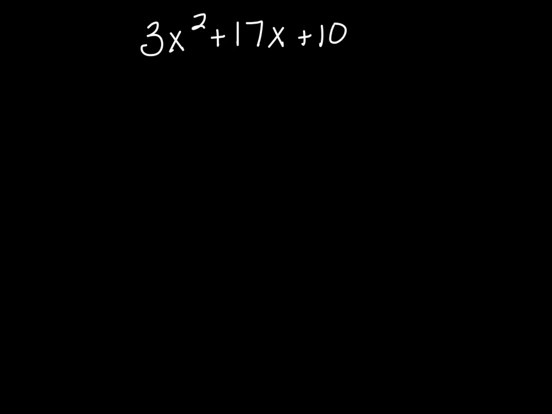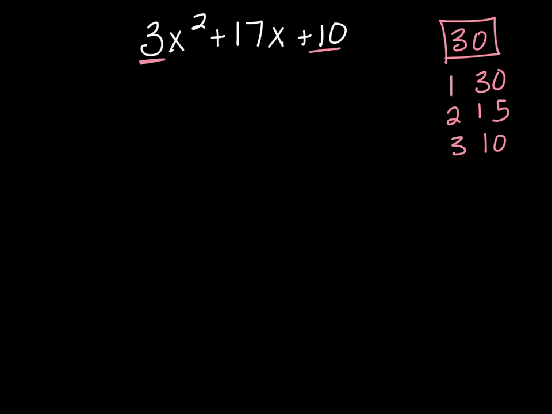When we have a leading coefficient greater than 1, we're going to use a method called factoring by grouping. To factor by grouping, the first thing we're going to do is multiply the first and the last term. When I do that, I get 30. So I'm going to find factors of 30: 1 and 30, 2 and 15, 3 and 10, 5 and 6.